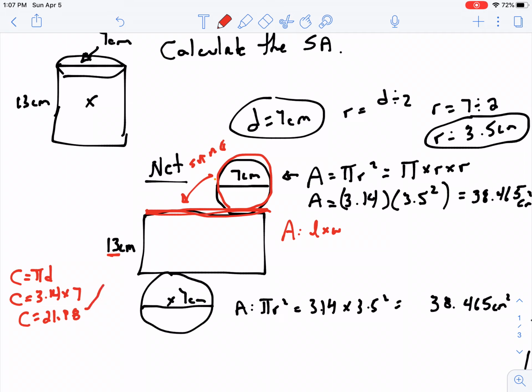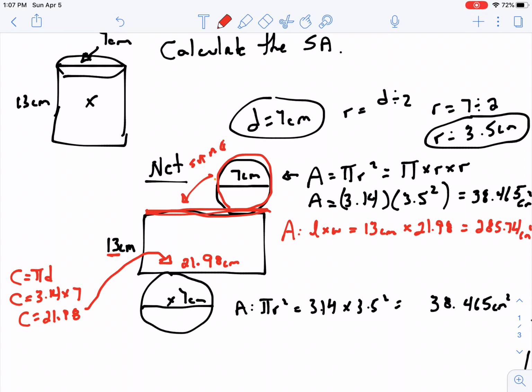So what I basically found is the length of this piece. So this piece here is 21.98 centimeters. Well, now I can actually find my area for my length times width because I know my length times width. I know this is 13 centimeters, and I know I'm timesing that by 21.98. And I get a bigger number, obviously, 285.74.